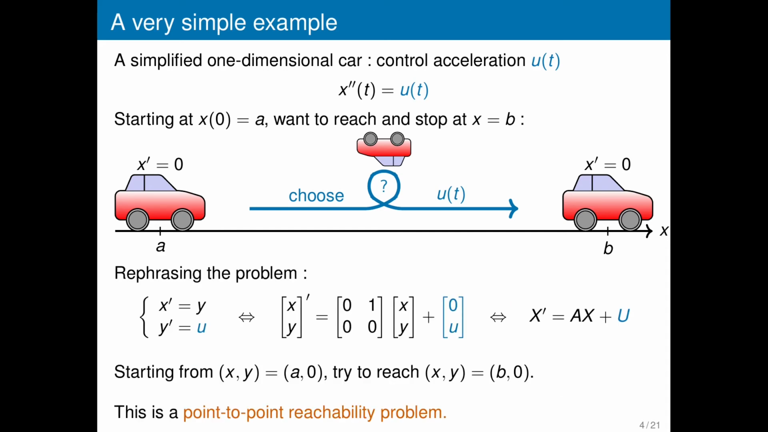If we rephrase this problem mathematically, we see that the problem is how to go from position (A, 0), A being the position x and 0 being the speed, to position (B, 0), B being the position and 0 being the speed. In other words, this is a point-to-point reachability problem in dimension 2.